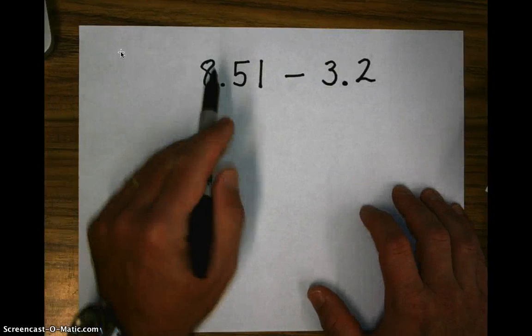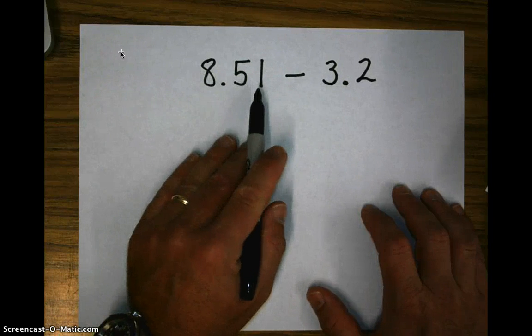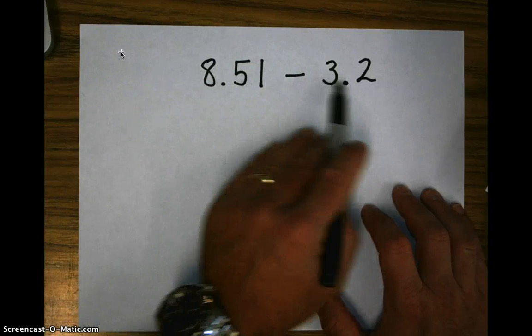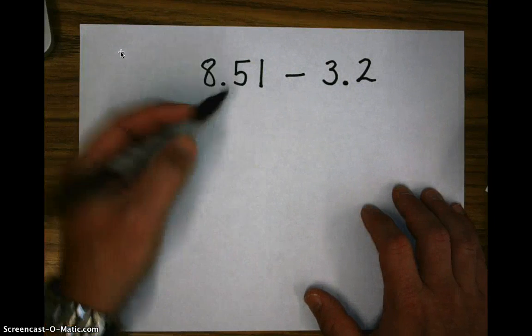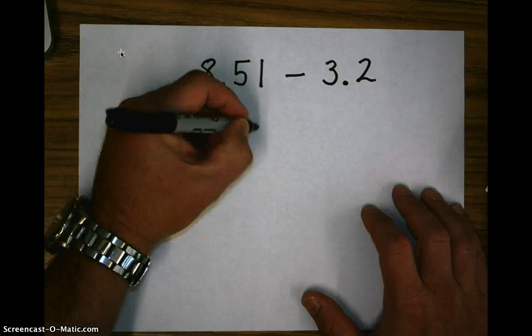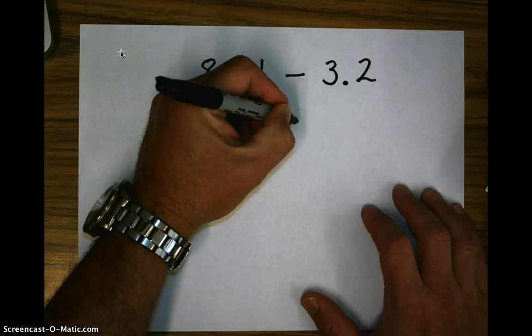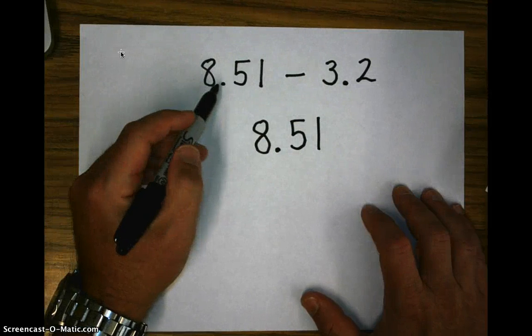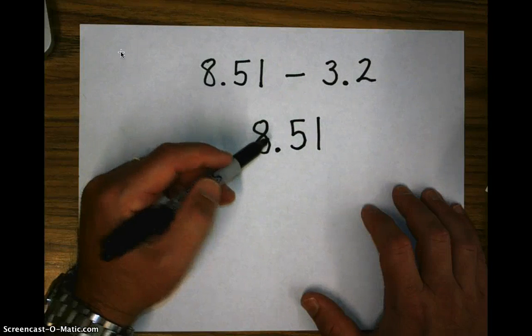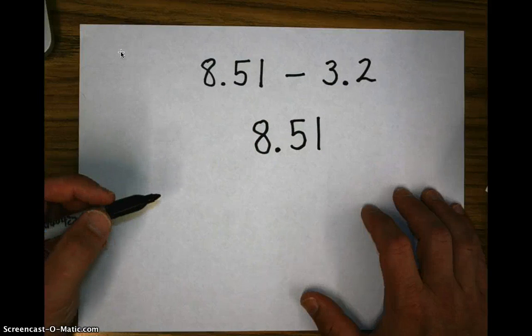Okay, so when you have a subtraction problem like this one, you have 8 and 51/100ths minus 3 and 2/10, right? So first thing I need to do, put my first number up top, which will just happen to be the bigger of the two numbers. But if you have it written out, you have to put the first number on top, okay? And that'll be your bigger number. Then I put the smaller number down below.